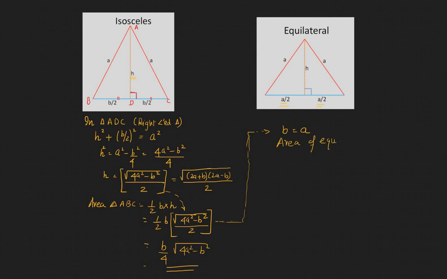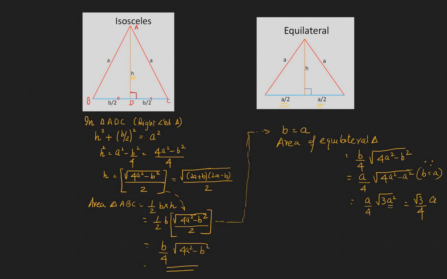Area of equilateral triangle: you can pick up the isosceles triangle, and instead of b by 4 square root of 4a squared minus b squared, you can substitute a, and that would be a by 4 square root of 4a squared minus a squared, because b equals a. Or you can say you have a by 4 into the square root of 3a squared. This becomes root 3 by 4, and this a squared comes out, and if you multiply with a, this becomes root 3 by 4 a squared. So this is the area of your equilateral triangle, which you can form as a corollary for your isosceles triangle.